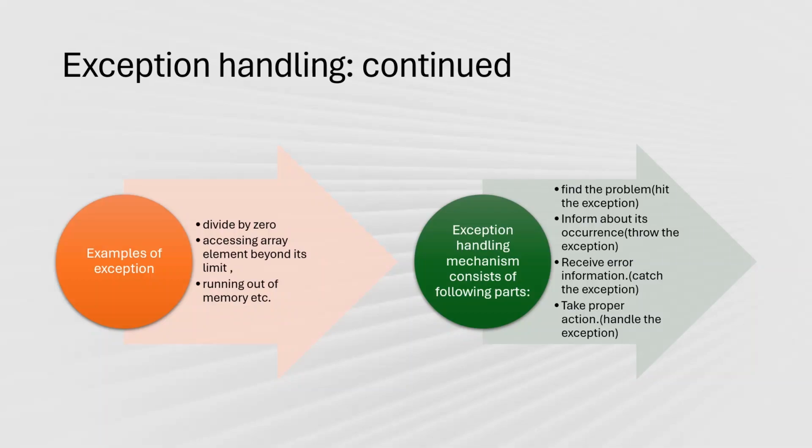Here are some examples of exceptions: divide by zero, accessing an array element beyond its limit, and running out of memory space. Divide by zero is like 4 by 0, 5 by 0. It gives an infinite value, so this automatically will be an exception.